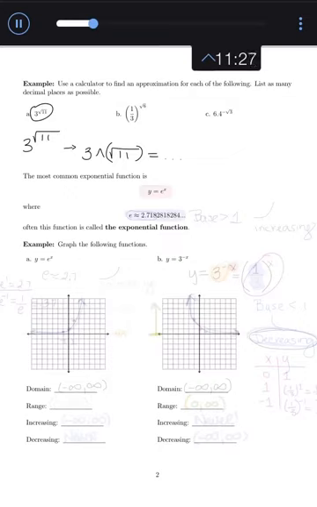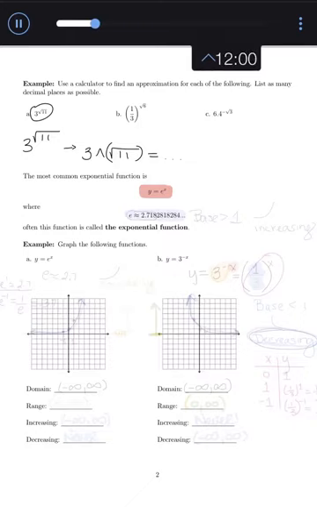Continuing along, another exponential graph or function that we see a lot is the function y equals e to the x. And this e gets used a lot. e is kind of like pi. It's an irrational number that we see a lot. It continues on forever. Remember, pi is the number 3.14159, keeps on going.